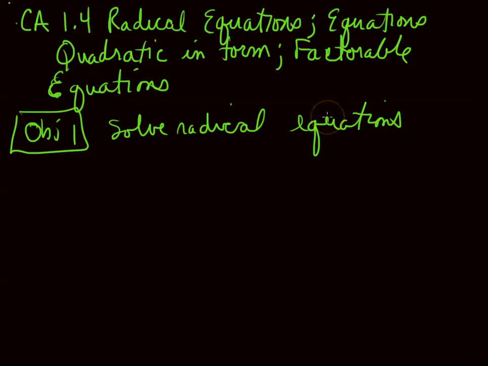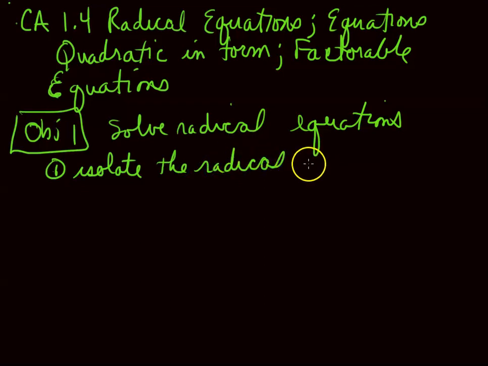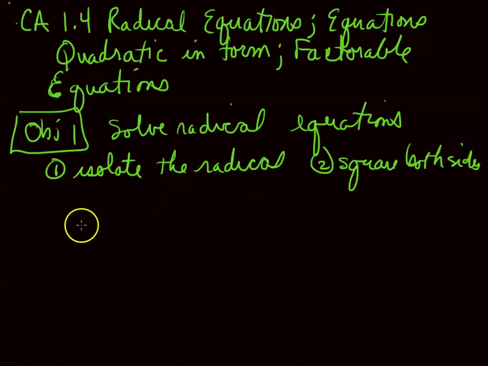Well, what are radical equations? They're equations with a radical sign in them. And therefore, in order to solve them, you isolate. These are sort of the two steps in general: isolate the radical, and then you square both sides. That's what you're going to do over and over until you have solved for the variable.